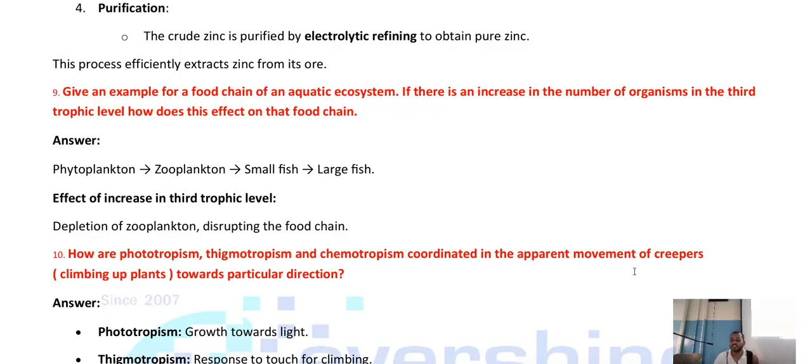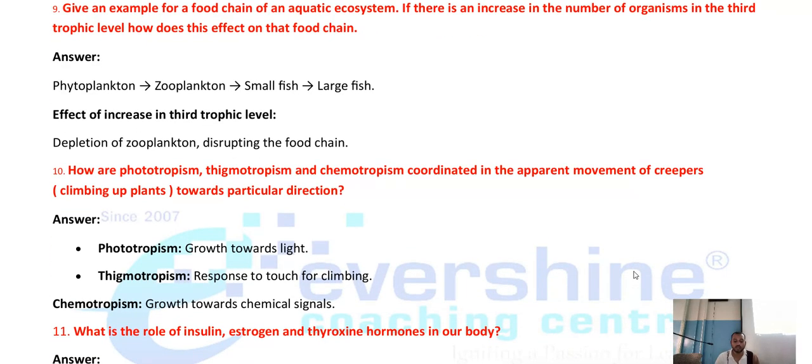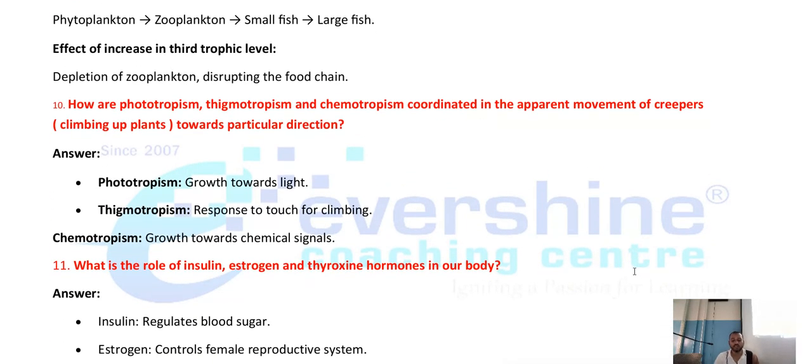If there is an increase in the number of organisms in the third trophic level, how does this affect the food chain? See students, the effect of an increase in the third trophic level: depletion of zooplankton, disrupting the food chain. Next, how are phototropism, thigmotropism and chemotropism coordinated in the apparent movement of creepers, that is, the climbing of plants towards a particular direction?